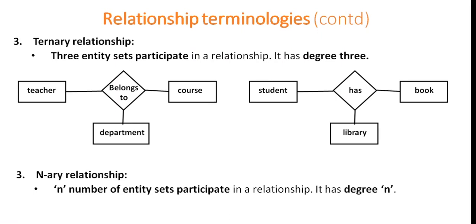Then next is n-ary relationship. Now, if the number of entity sets participating in a relationship is more than 3, or n number of entities are participating in a relationship, then it is called an n-ary relationship. So an n-ary relationship may contain 4 entity sets, 5 entity sets, 6 entity sets, or n number of entity sets, and it has degree n. That is, if a relationship contains 4 entity sets, then the degree of the relationship will be 4. If it has 5 entity sets, then the degree will be 5. So that is n-ary relationship.